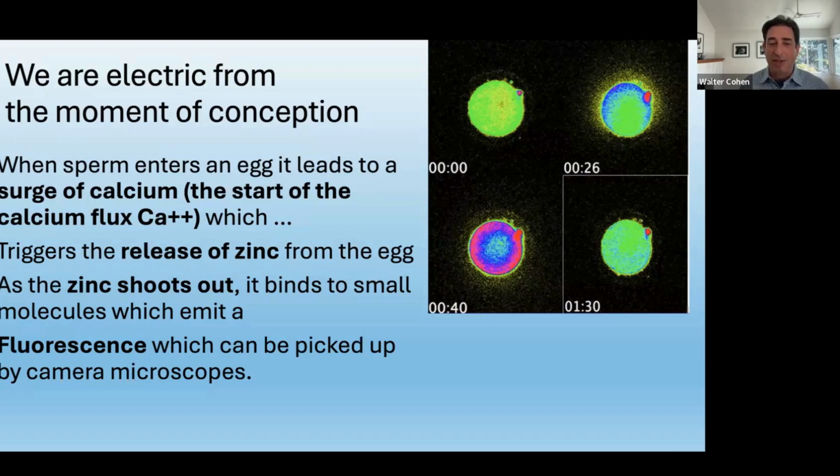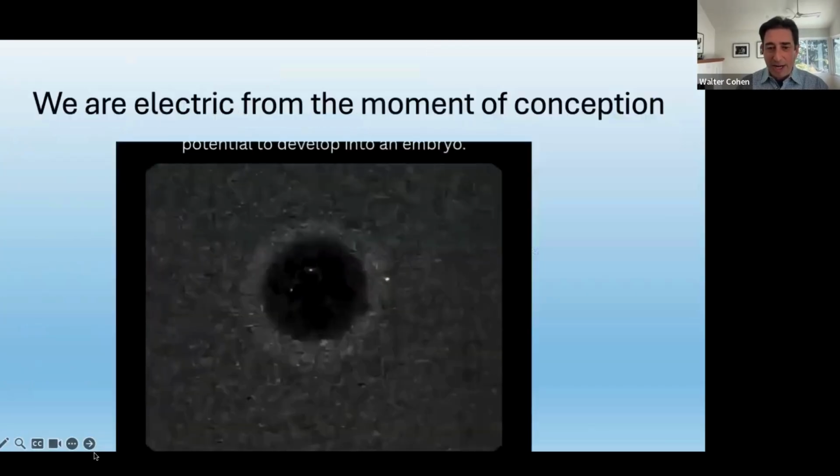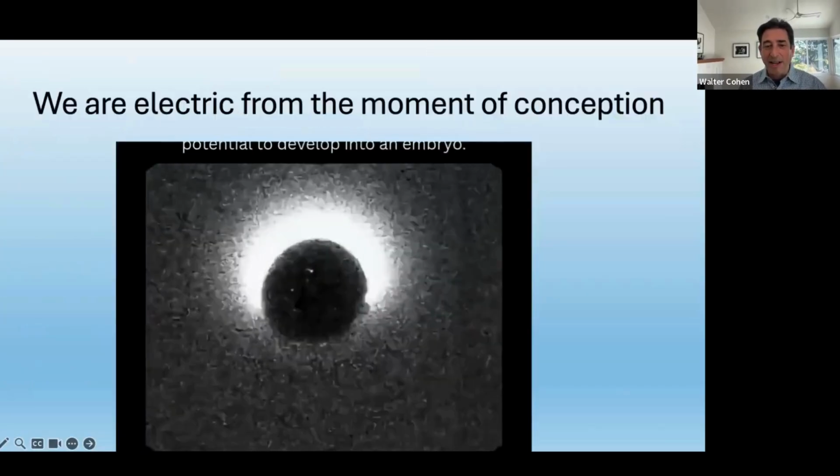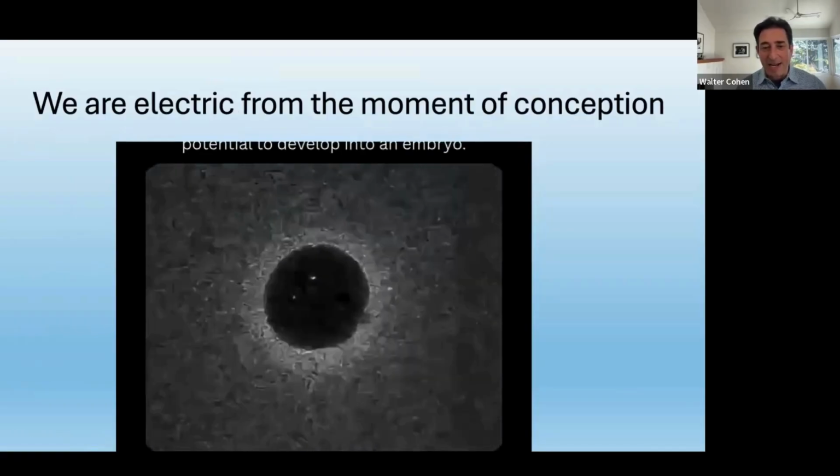And as the zinc shoots out, it binds to small molecules, which actually fluoresce and create light. And so this is an actual recording of that phenomenon. That is caused by the calcium flux and the release of zinc. What also happens with that calcium flux is it creates an expansion and contraction within the cell. So the cell is actually pulsing.